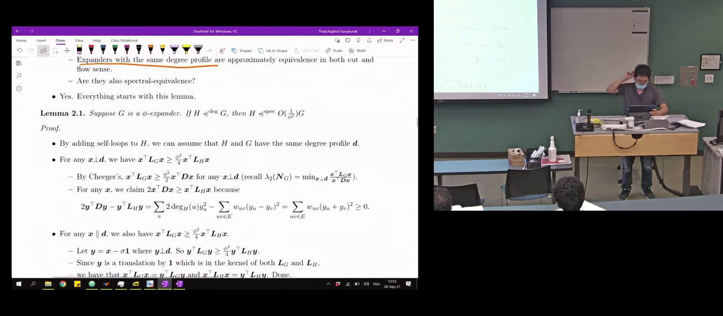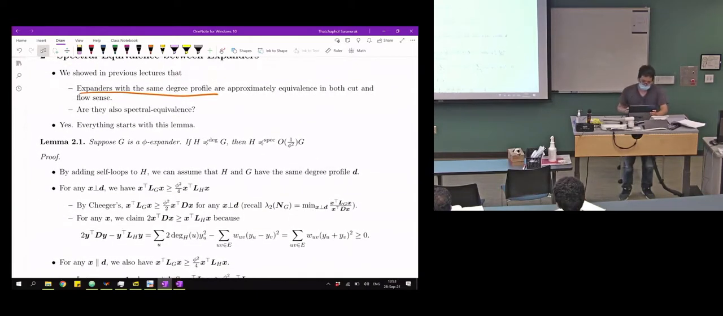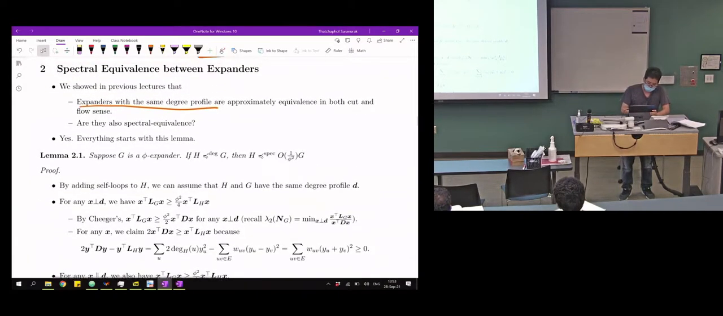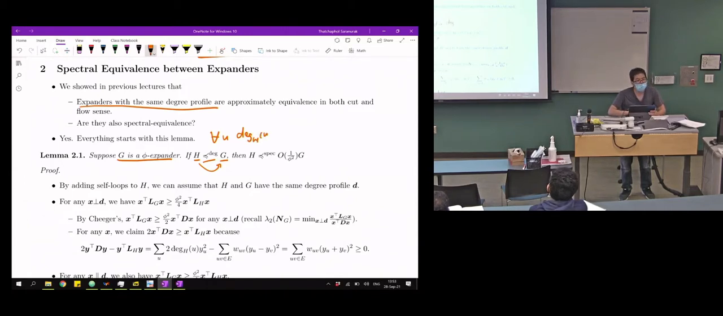Okay, and so to show that, we will start with this lemma. Suppose that G is a phi expander, and H is less than G in degree. Like every node has in H a degree at most its degree in G. For all nodes, the weighted degree in G.